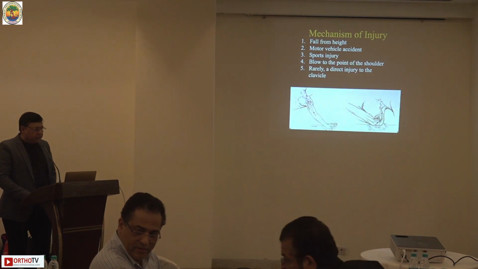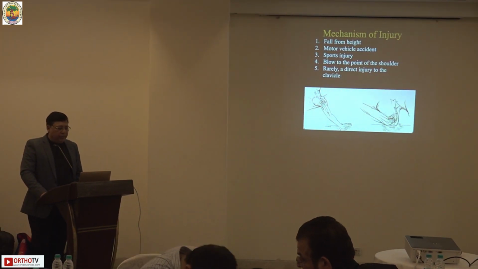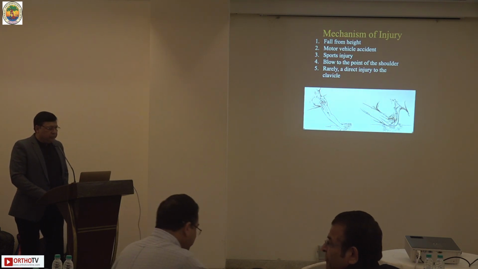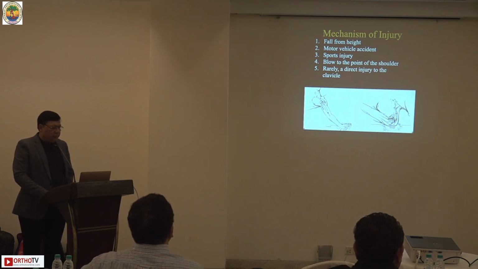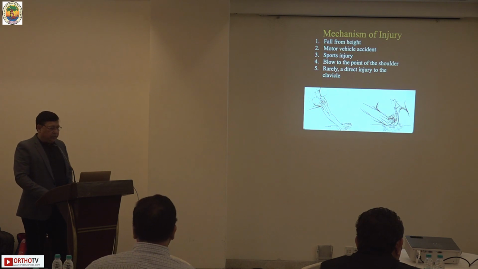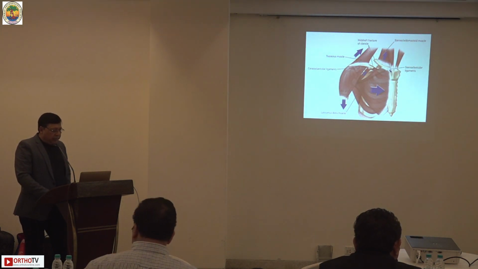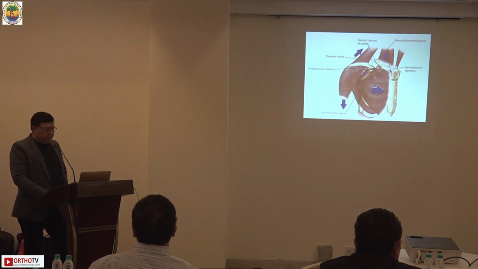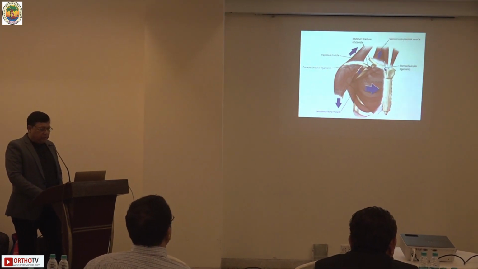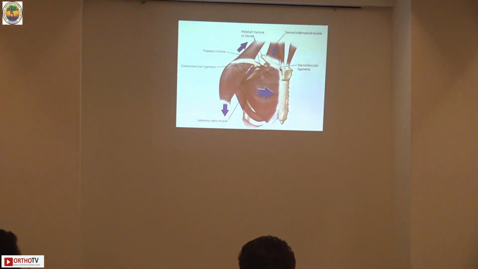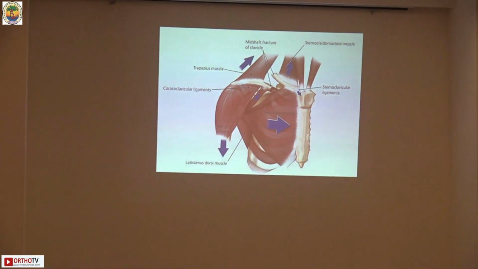Mechanism of injury: mainly fall from height, motor vehicle accidents, sports injury, direct blow to the shoulder, or rarely a direct injury by a stick or something. The medial fragment is pulled superiorly and anteriorly by the pull of the sternocleidomastoid muscle, and the distal fragment is pulled inferiorly by the weight of the arm and deltoid.